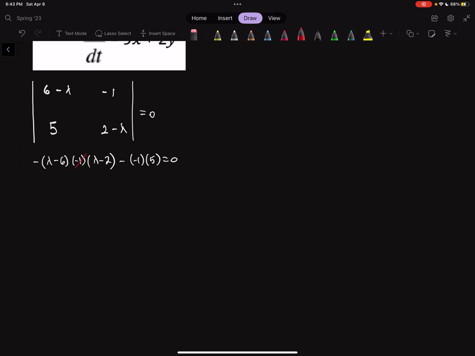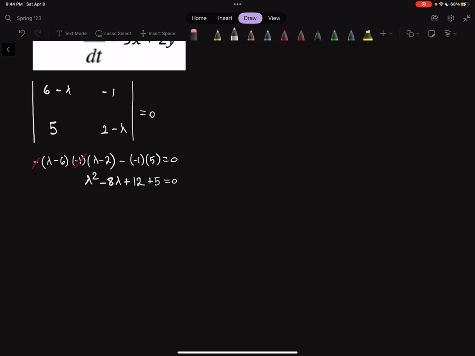So the first thing I notice is that these negatives cancel out. That's kind of nice. Then I'm going to expand this part. I get lambda squared, negative 6 minus 2, that's going to be negative 8 lambda, and then I'm going to do plus 12. I think I was going a little bit too fast. Let's go a little bit slower. And then what are we going to do? Well, the negatives here cancel out, so we get positive 5, and all of that equals 0.